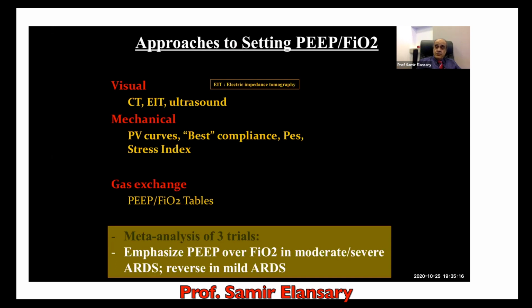Always select your PEEP and your FiO2 according to scientific basis. You can depend on visual evaluation like CT, usually improving area of aeration, or electrical impedance tomography to demonstrate the area of high compliance, increased or not. Also with ultrasound to detect the improving area with the PEEP. And so you have to select either. Also mechanical pressure volume curve based compliance, or esophageal pressure, or stress index from the pressure time curve. Or you can also, for gas exchange, use PEEP and FiO2 tables to select the ideal PEEP, which coincides with the ideal FiO2. Meta-analysis of 3 trials emphasizes or supports PEEP over FiO2 in moderate and severe ARDS, reverse in mild ARDS.